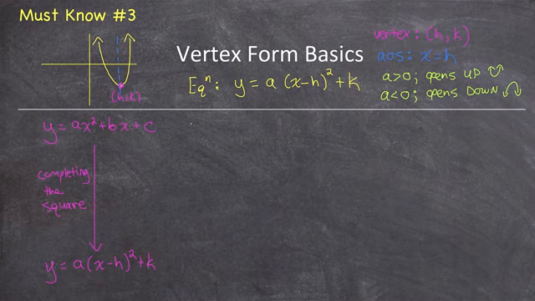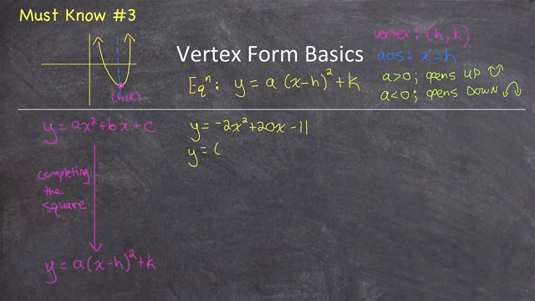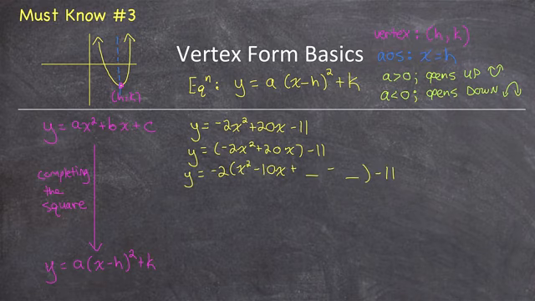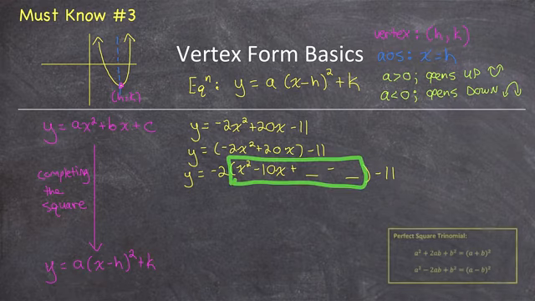Let's say we had the quadratic y equals negative 2x squared plus 20x minus 11. In order to get that into vertex form, you put the first two terms into a group, you common factor out the coefficient of the x squared from the first two terms only, and then I left spaces here for the number that we have to add and subtract to that quadratic in the brackets to turn this into a perfect square trinomial.